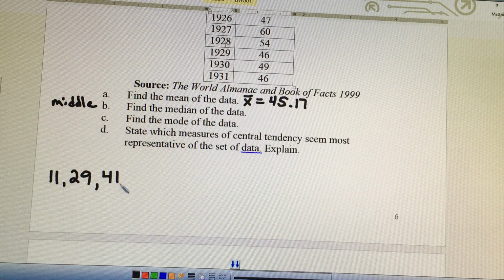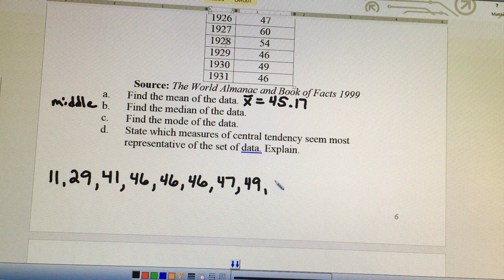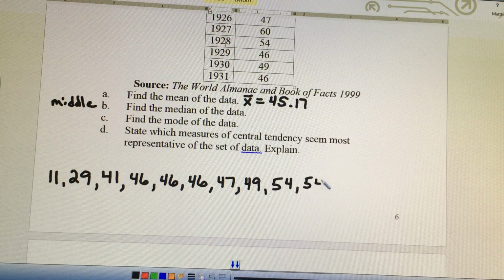And after 41, he had 3 years where he had 46 home runs. So I'm going to go ahead and put 46, 46, 46. And I need to make sure that I list that 3 times. There's a year where he had 47, a year where he had 49. Then there were 2 years of 54. Go ahead and put 54 twice.